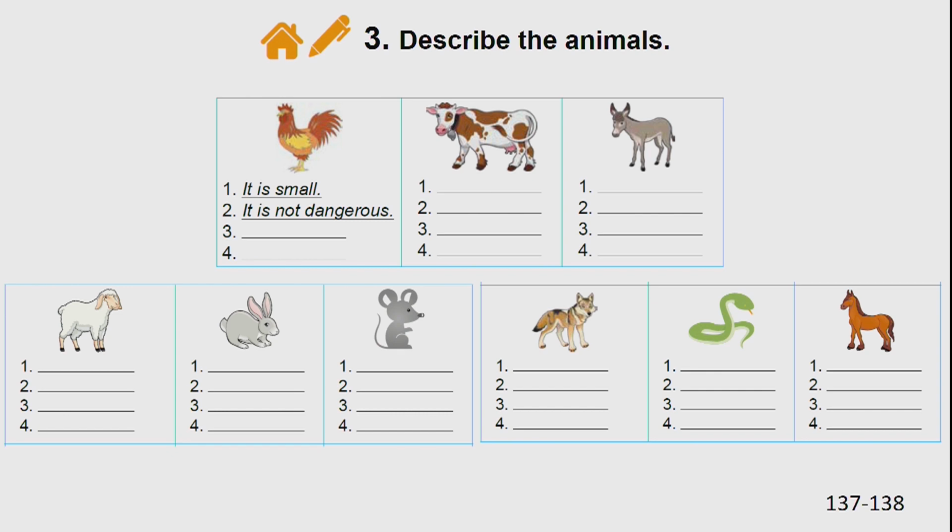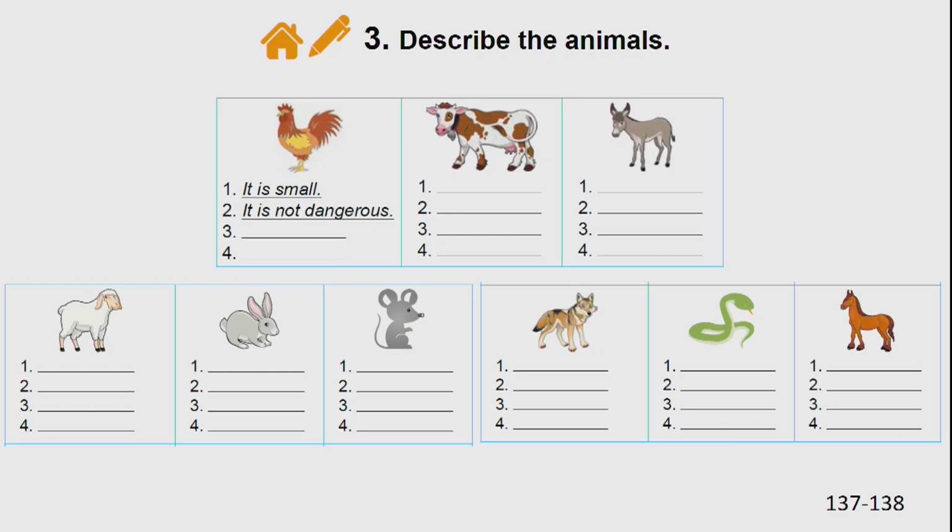Now it's time for your homework. Look at the exercise 3, pages 137 and 8. There are 9 animals in the table. Think about the animals and write 3 or 4 sentences about each picture using the adjectives from today's lesson. For example, picture 1. I see a rooster and I write, it is small, it is not dangerous, it is fast. It is a pet animal. Do this task in your copybooks.